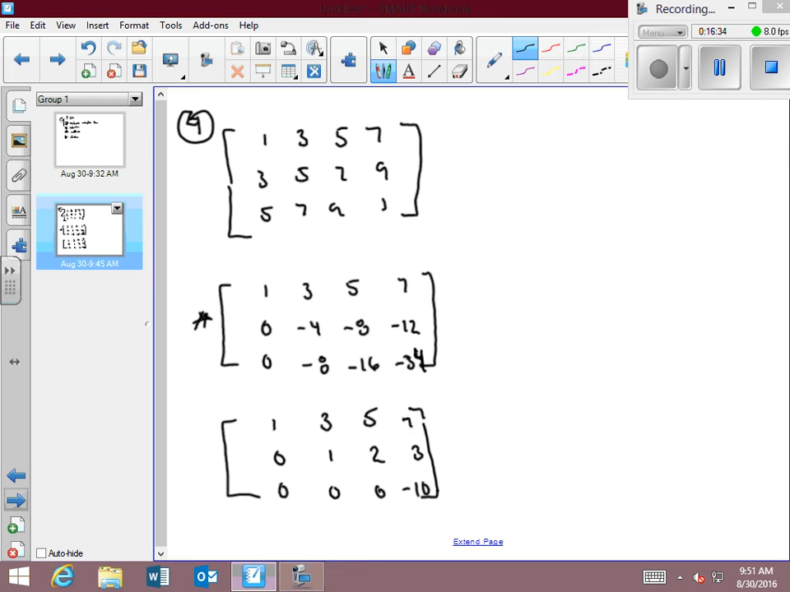Right at this point, this equation is, if you say that this is the x1 row, this is x2, this is x3, and this is b, the first row you have x1 plus 3x2 plus 5x3 equals 7. The second row, you don't have an x1, right? You got an x2 plus 2x3 equals 3. And the last one, you have 0x1, 0x2, 0x3. So on this side of the equation, you got 0. On this side, you got minus 10.